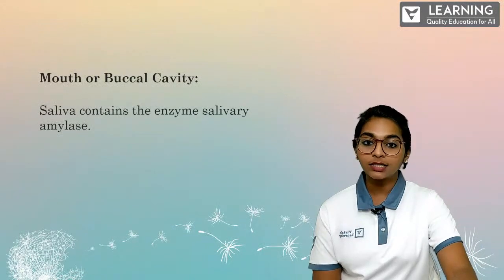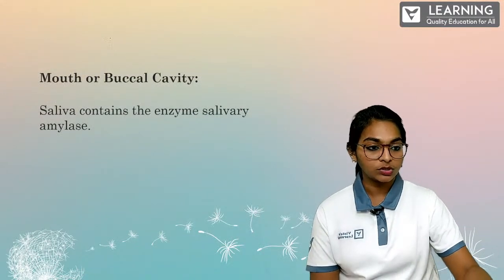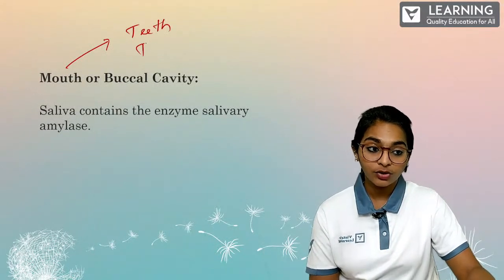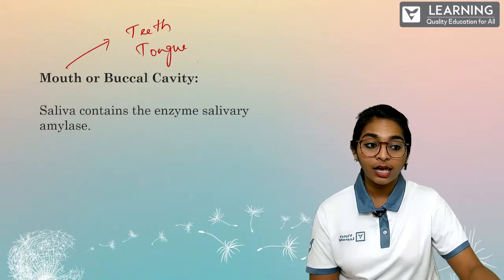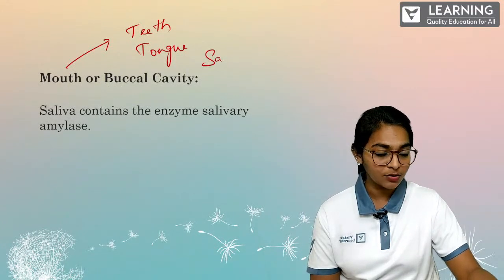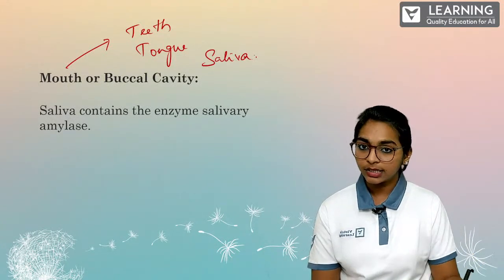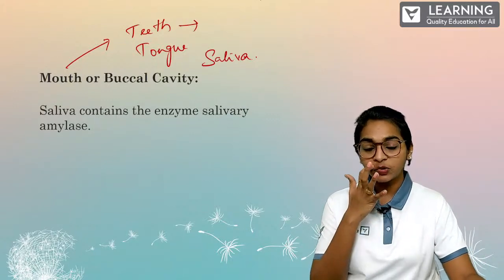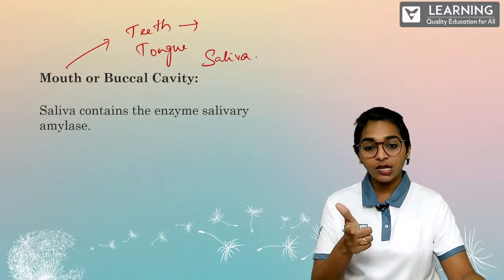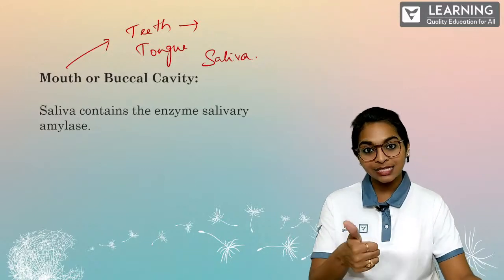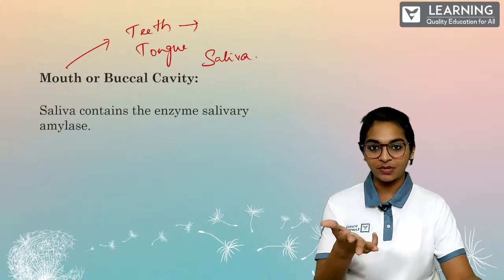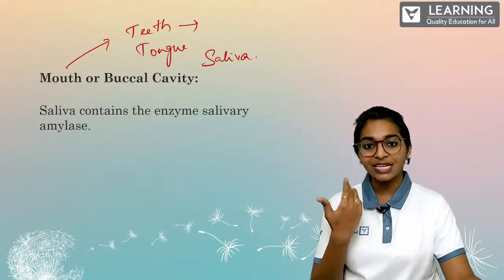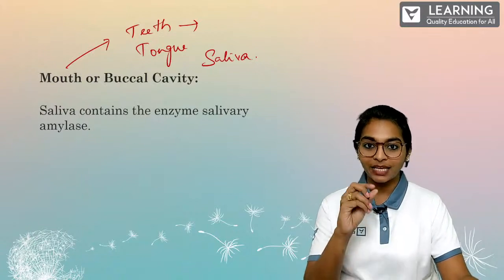So in the buccal cavity, what all is present in the mouth? Normally you have teeth, you have the tongue, and you have saliva, the liquid that is present. So these three things you have. When you're talking about teeth, there are four different types: molars, premolars, incisors, and canines. So these are the four different types of teeth, and they help in masticating or breaking down the food.